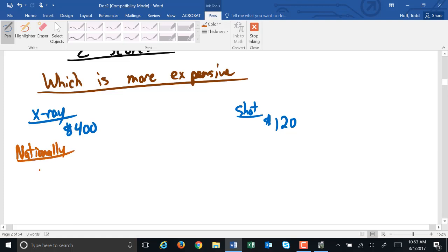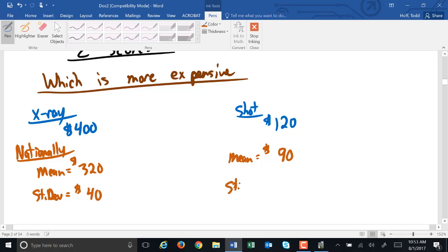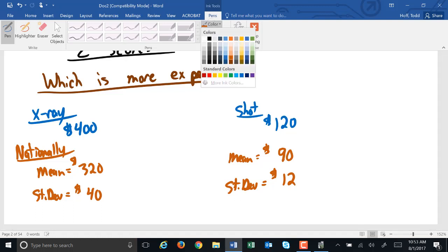Let's say that nationally, the mean for an x-ray is $320. The mean for the shot you were given is $90. The standard deviation for the x-ray is 40. The standard deviation for the shot is $12. We're going to compare by finding a z-score.